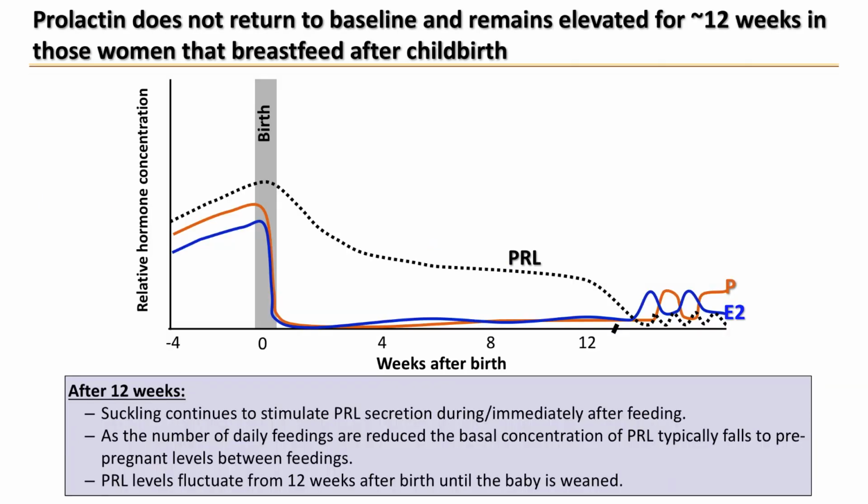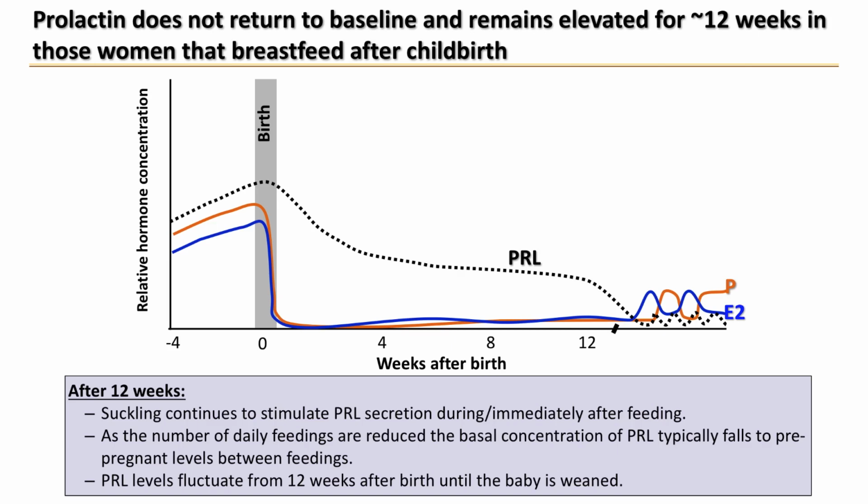Note here that this diagram simply illustrates graphical changes in prolactin levels over time. We have the latter stages of pregnancy, followed by birth of the infant, and then approximately 12 plus weeks after birth. Note that after 12 weeks, suckling continues to stimulate prolactin secretion immediately or during the infant feeding.